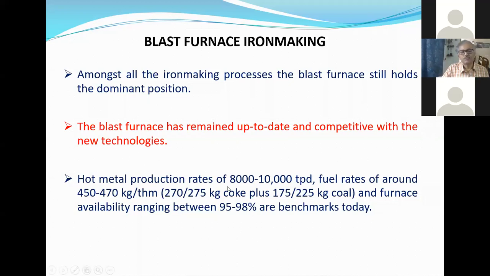And the hot metal production rate nowadays is around 8,000 to 10,000 tons per day. These are some of the benchmarks I'm talking about. And the fuel rate is around 450 to 470 kg per ton of hot metal, out of which 270 kg is coke and 175 to 225 kg is coal. Coal means PCI, pulverized coal injection through the air, which nowadays has reached more than 200 kg, along with 270 or 275 kg of coke.